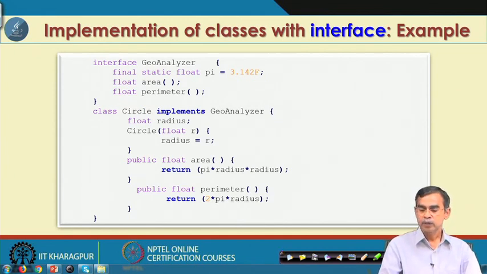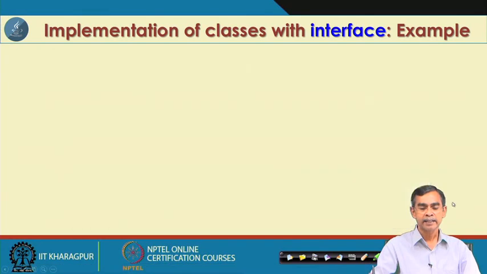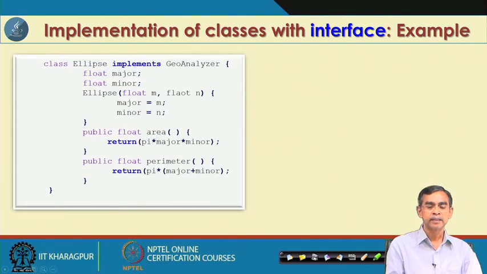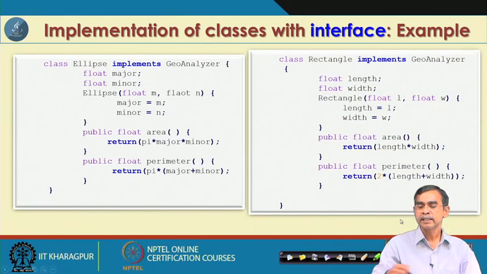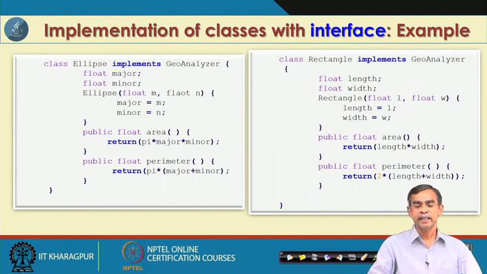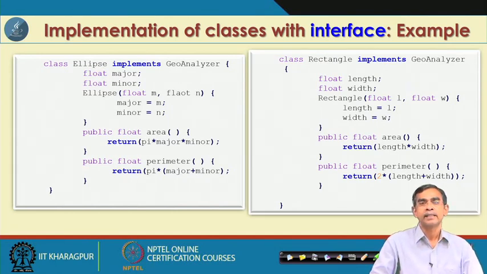Similarly, we can create another class for a geometrical object like ellipse. This is the similar way of creating the class ellipse, and this is the implementation of rectangle. Now we can understand that with the interface we use implements, not extends. In the case of an abstract class we may use extends, which means a derived class, but here it is actually the implementation of the interface, which is a totally abstract concept, and then we can have this kind of objects created.